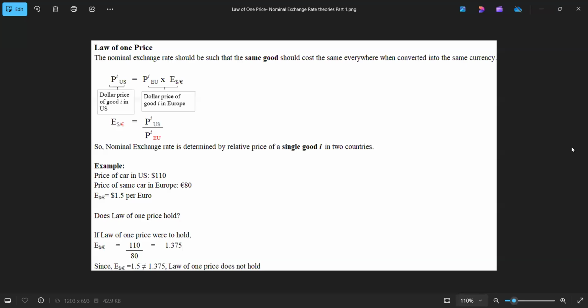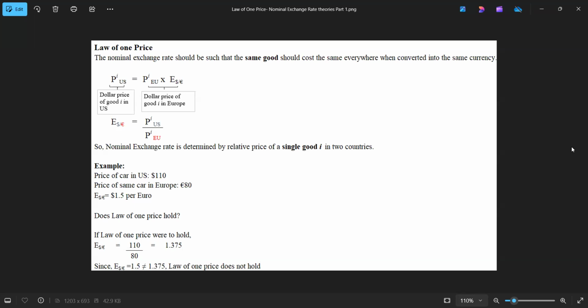We now want to look at the three theories for nominal exchange rate determination related to two countries. But the first theory that we'll be looking at is the law of one price. According to the law of one price, the nominal exchange rate should be such that the same good should cost the same everywhere when converted into the same currency.